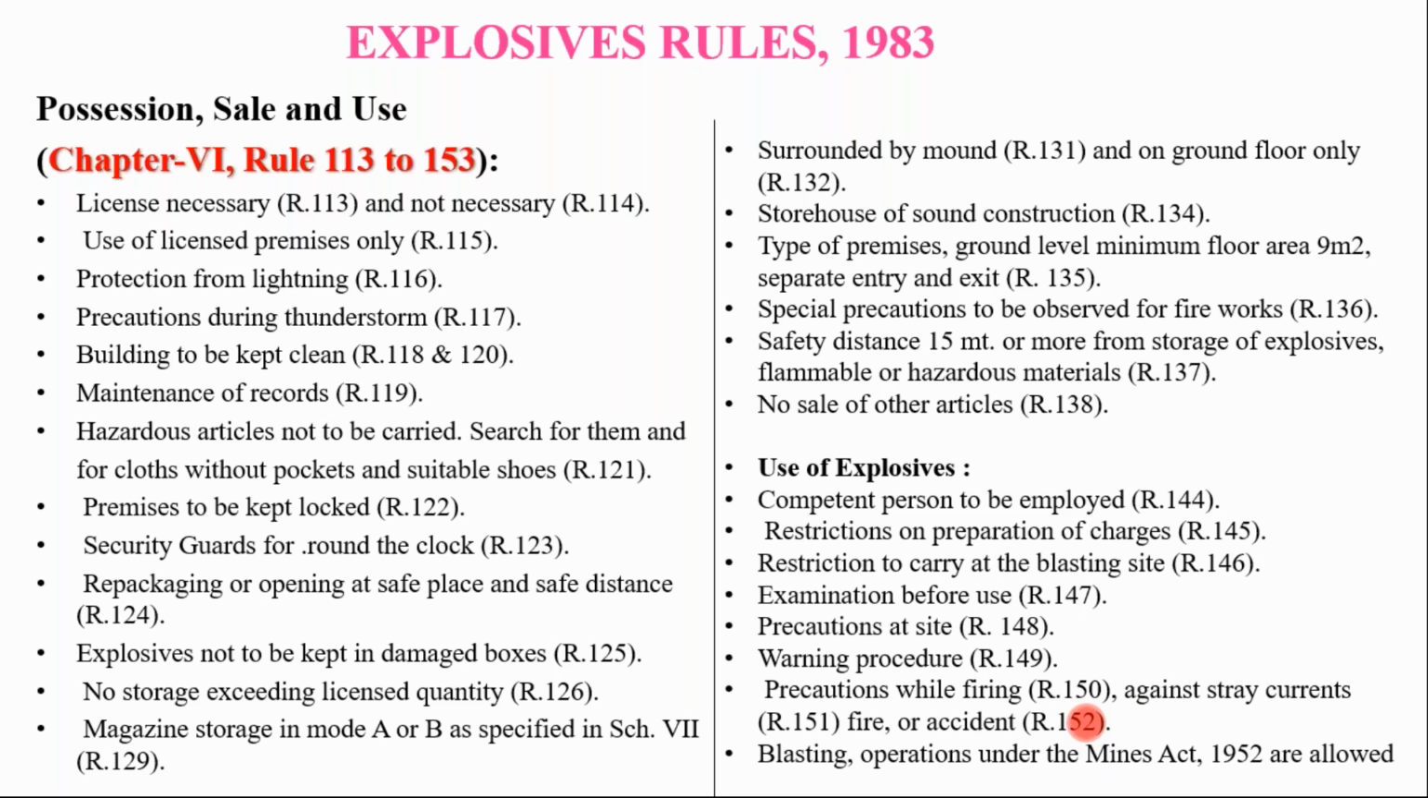All these things are nothing but the precautionary measures while using this explosive. We have to take care about the warning symbols and signs. Then we have to take care about some of the activities before using this explosive. We have to take the guidance from the competent person or the controller of explosive, etc. All these things are given under rule number 113 to 153.